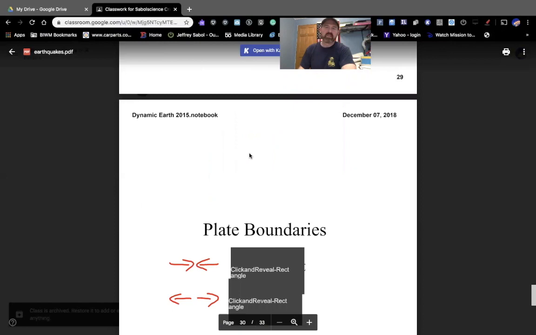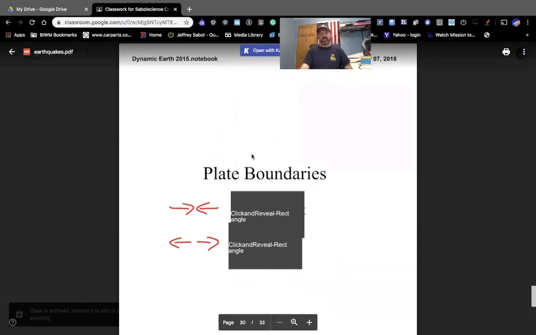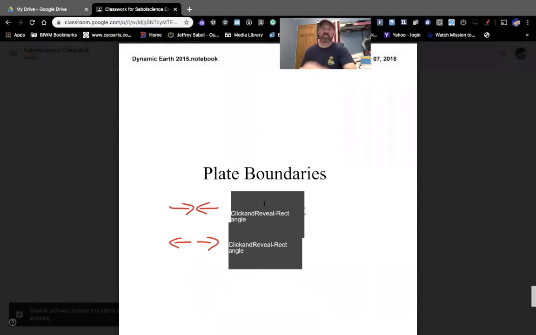All right, very cool. All right, guys, quick review here at the end. We're going back to these plate boundaries. When we had a plate boundary that was pushing together, do you remember what it was called? We can't click and reveal because this is a PDF. Coming together, the plate boundary. Now, some of you might have said compression, which is the stress of pushing together, but what plate boundary was it? If you said convergent, you were right.